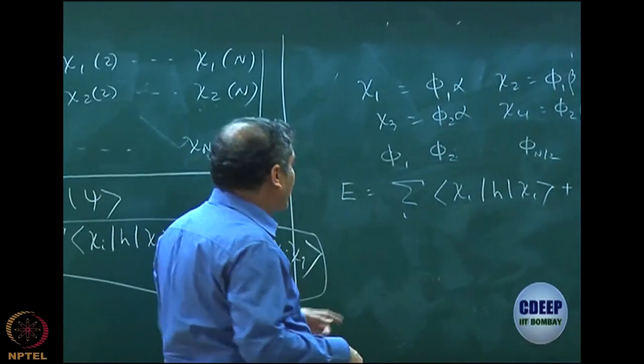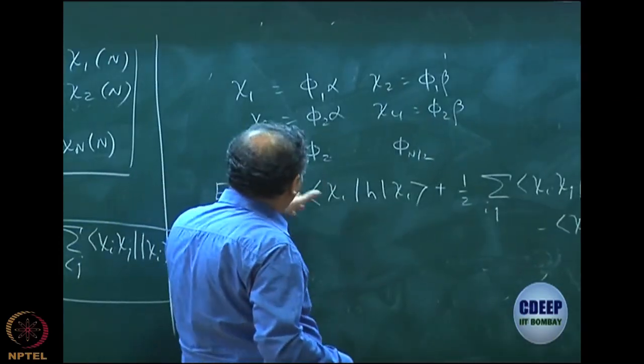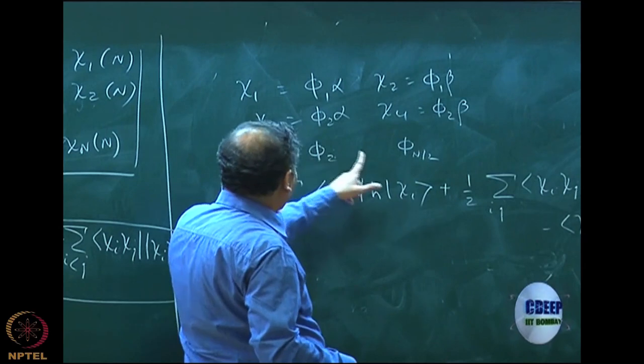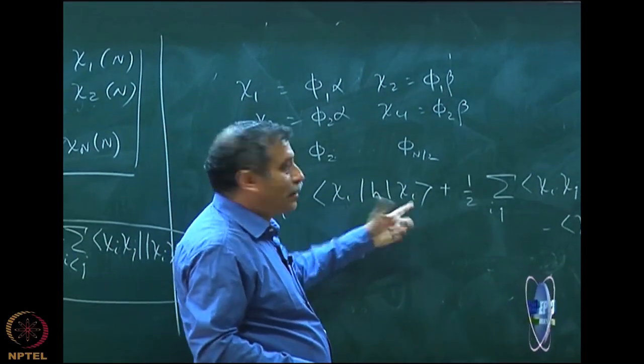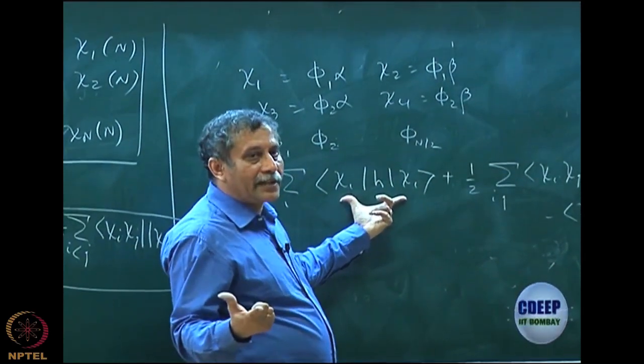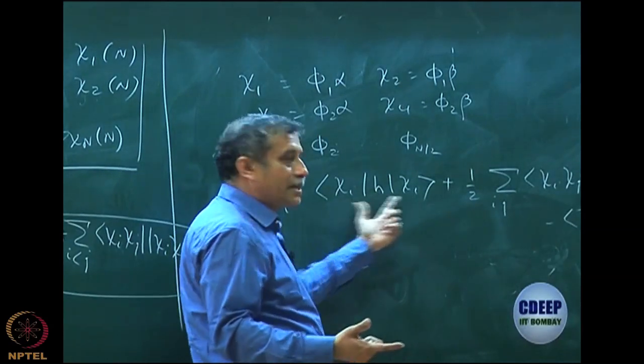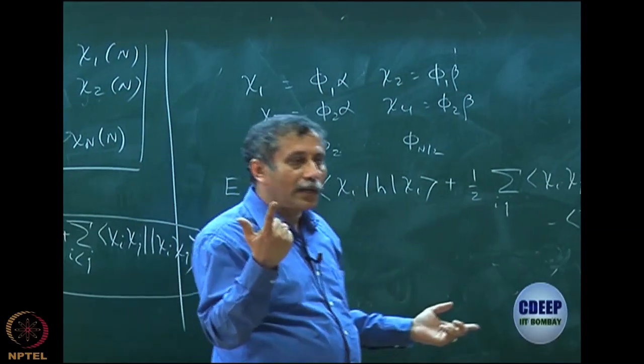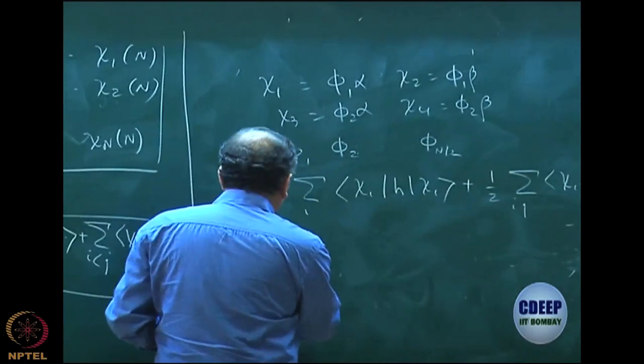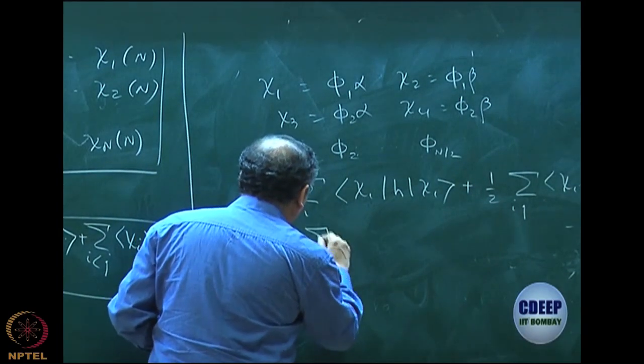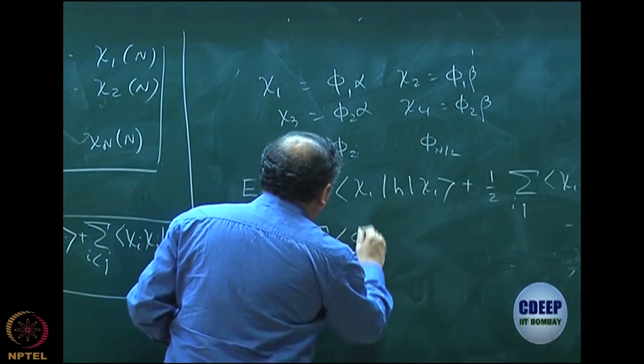So we look at this integration, this chi can be phi I alpha, one of the phi's, alpha or beta. Both left and the right are the same chi I. So if this is alpha, this is also alpha. If this is beta, this is also beta, which gives you always 1. So I will have in terms of space orbital 2 times phi I h phi I. Is it clear?